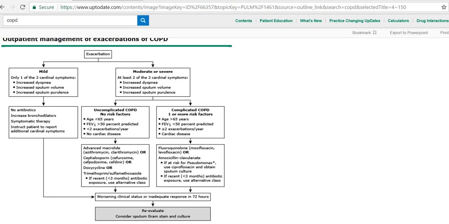And then you can see down here as well that before you stick these folks on antibiotics, you need to consider, if you can, having them hack up a sample that you can send off to the lab for sputum culture and gram stain. So again, that's your outpatient management of exacerbations of COPD. We aren't concerned about inpatient right now.